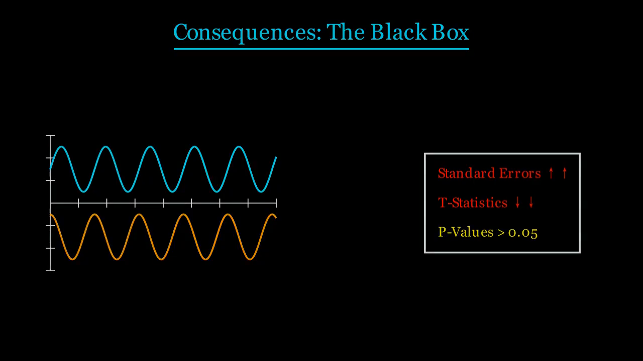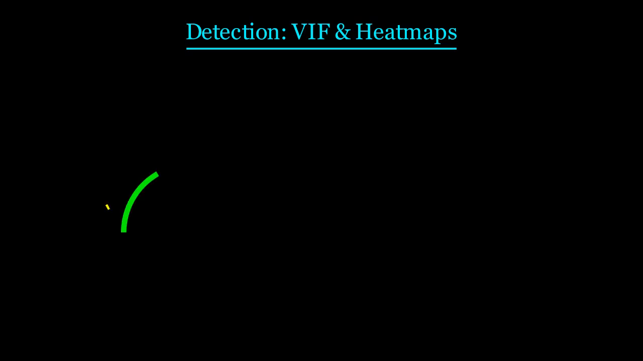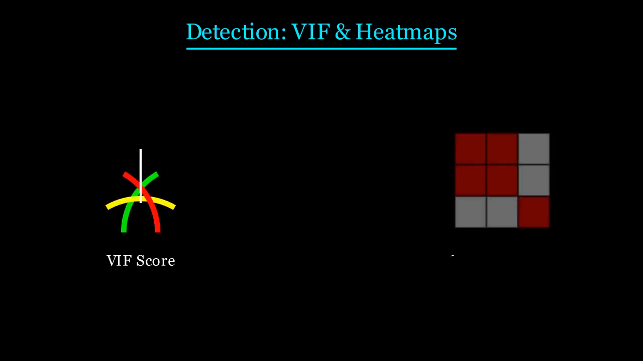To detect this infighting between variables, we use several diagnostic tools. The most popular is the Variance Inflation Factor, or VIF. A VIF starts at 1 and has no upper bound. A common rule of thumb is that a VIF above 5 or 10 indicates problematic multicollinearity. We also look at the correlation matrix heatmap to spot pairs of variables that are too close for comfort.